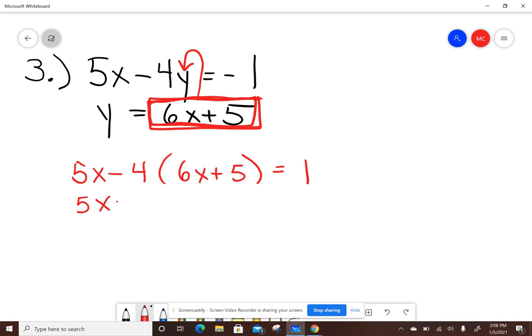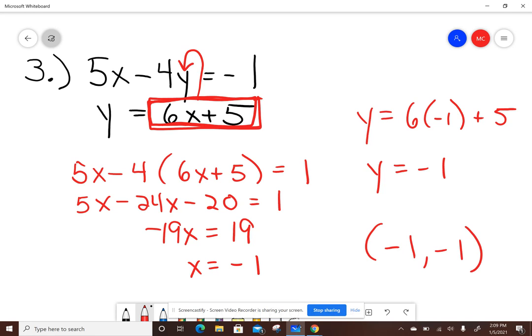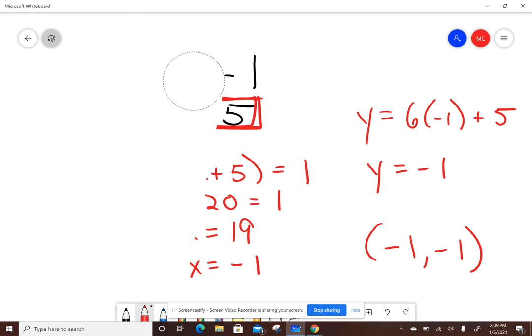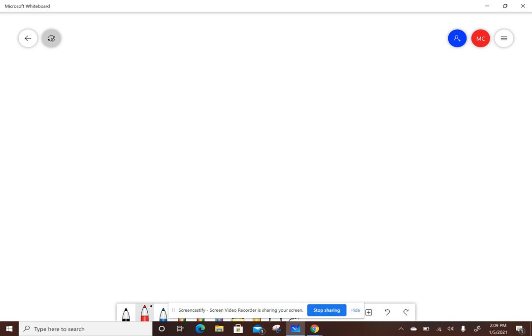So I get 5x minus 24x minus 20 equals 1. This becomes negative 19x equals 19, x equals negative 1. Then I just plug negative 1 in for x, and I get y equals negative 1. So my ordered pair is negative 1, negative 1. And again, always plug it back into your original system of equations and make sure it works. And this does. So if you haven't stopped the video yet, stop it and try number 4 on your own.